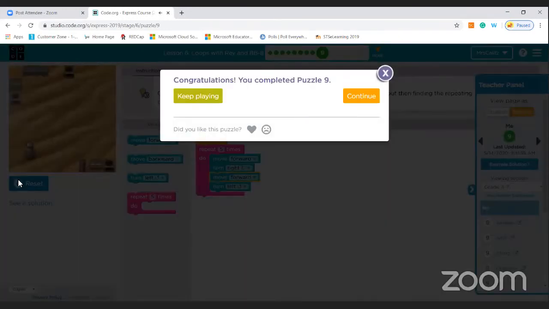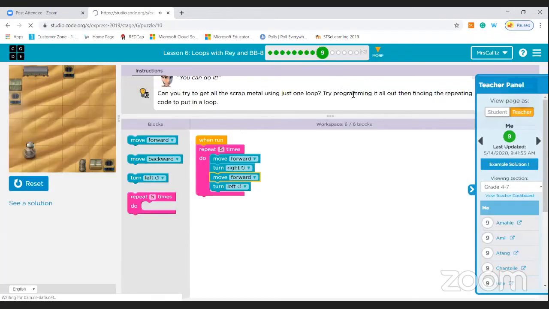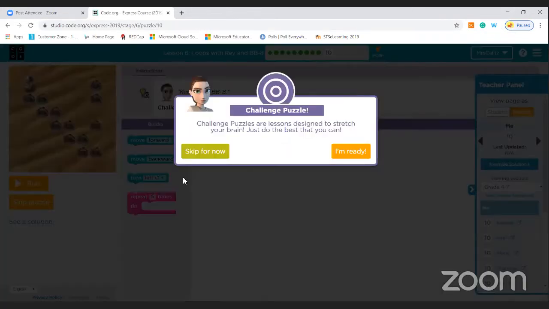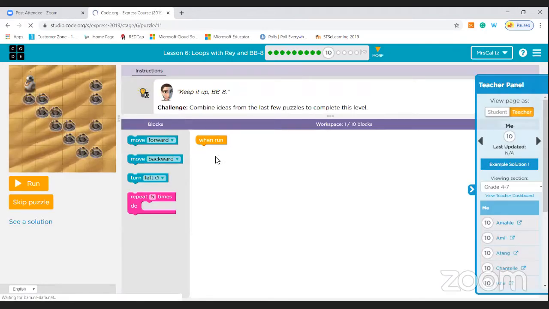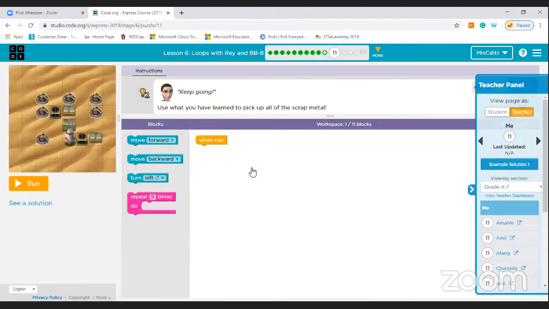Okay, let's go to the next one, puzzle number 10. Okay, we're going to skip that one for now. Okay, let's see. Use what you've learned to pick up all of the scrap metal. Anyone that wants to help me with that? Anyone? Amo? Oh, Jonah's hand is up again. Anyone else? Amo, are you sure? Okay, cool. Let me give Jonah another chance.